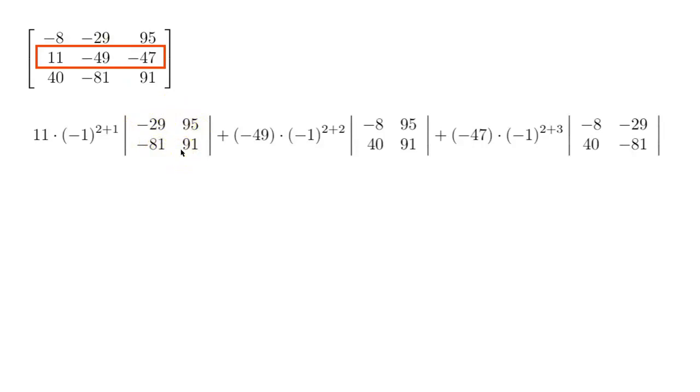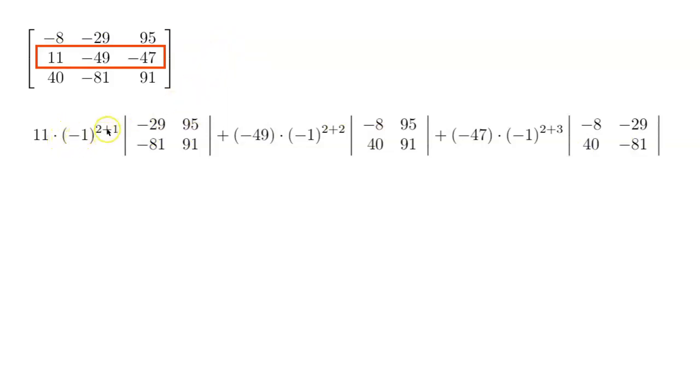But that's what I meant by recursive. Every time you expand by a minor, you go down by one size. So this was a 3 by 3. I'm going to end up with a bunch of 2 by 2s. If I started with a 5 by 5, then the next line would be a bunch of 4 by 4s, and then 3 by 3, and then 2 by 2s. So it gets kind of snarky.